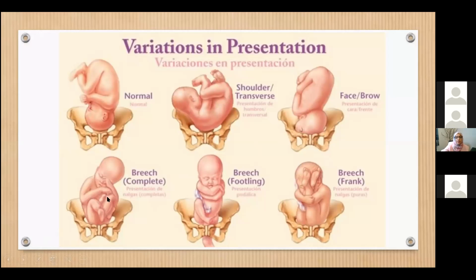And this you can see is a breech. And this is the most naughtiest one. It's sticking its foot out. Okay, so we call it a footling breech. And again, this cannot be delivered.